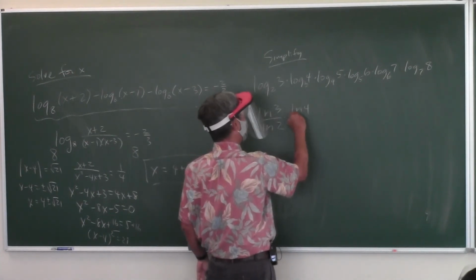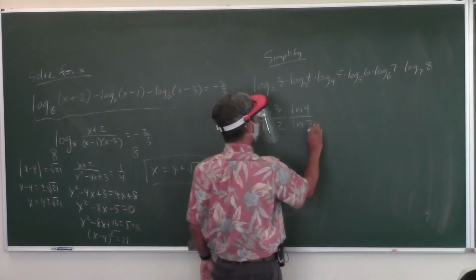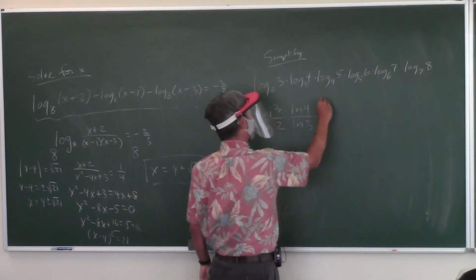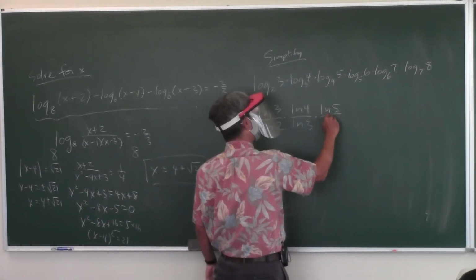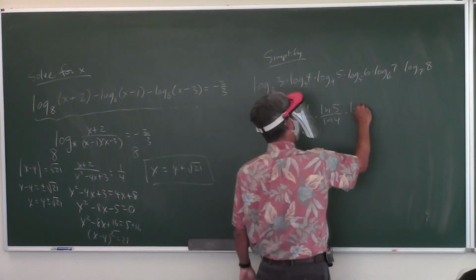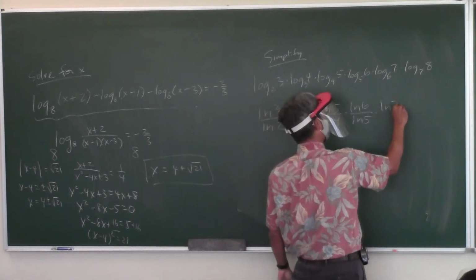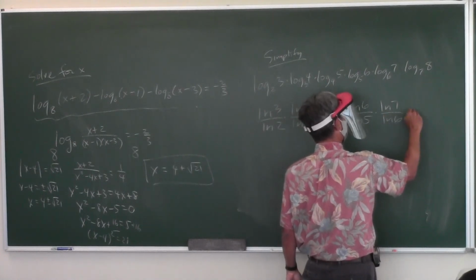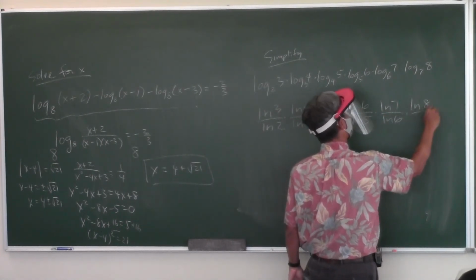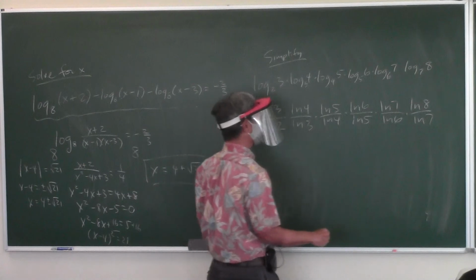Natural log 4 over natural log 3, sorry. Next one. Natural log 5 over natural log 4. Natural log 6 over natural log 5. Natural log 7 over natural log 6. Natural log 8 over natural log 7.